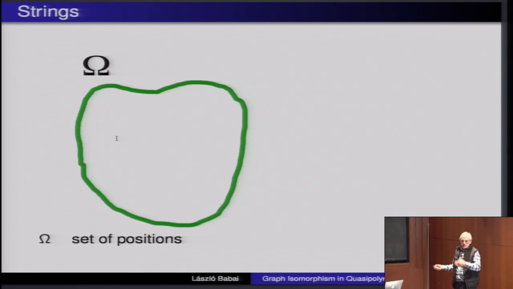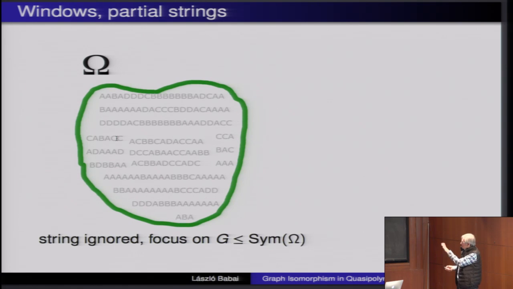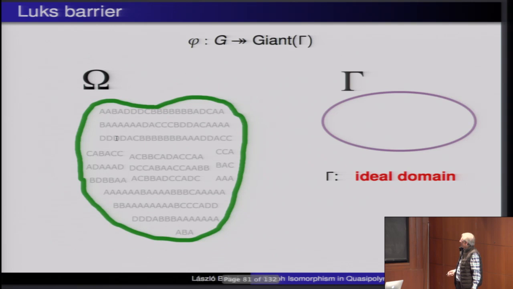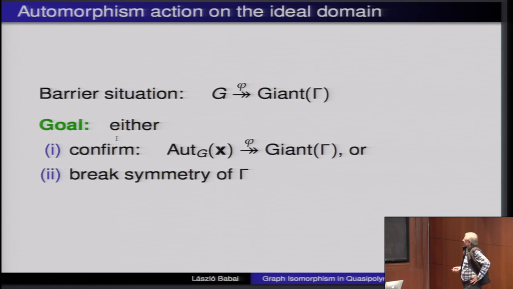So omega is the set of positions where my input string resides, okay? And what we find is, we ignore the string for now and we only focus on the group G, and this group G has an epimorphism onto a giant on some other gamma. I call that the ideal domain. And actually, all the action is going to occur in the ideal domain. So, okay, this is the barrier situation. The barrier situation is when the group has an epimorphism onto a giant on some non-negligible sized set gamma.